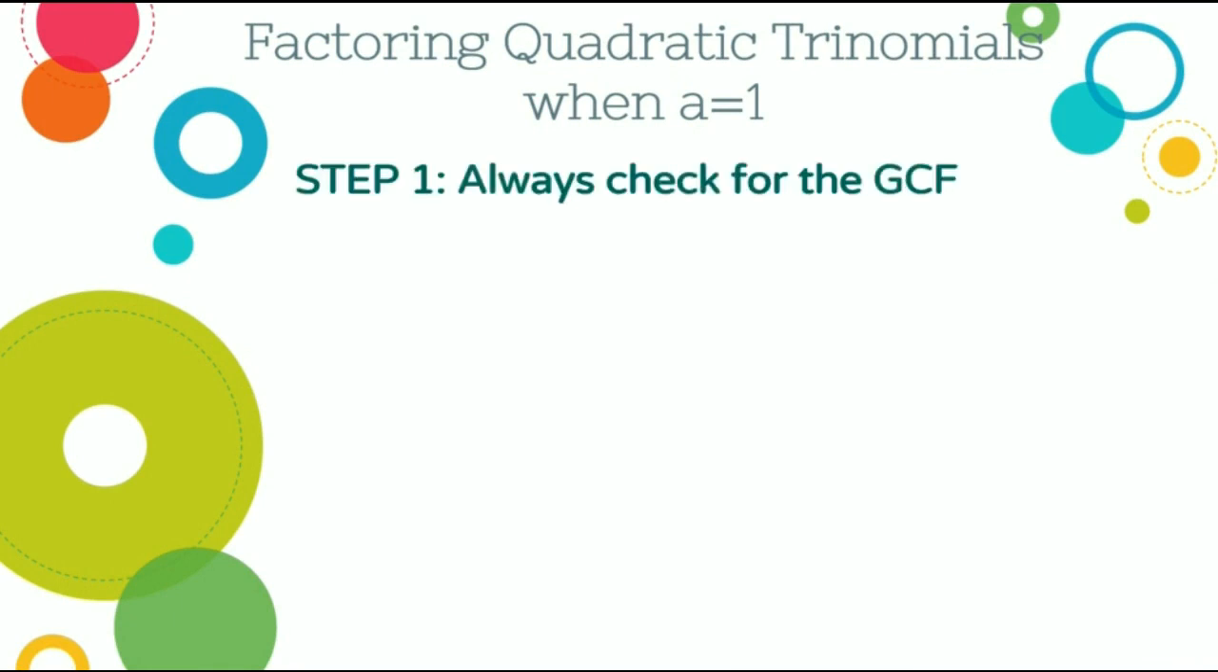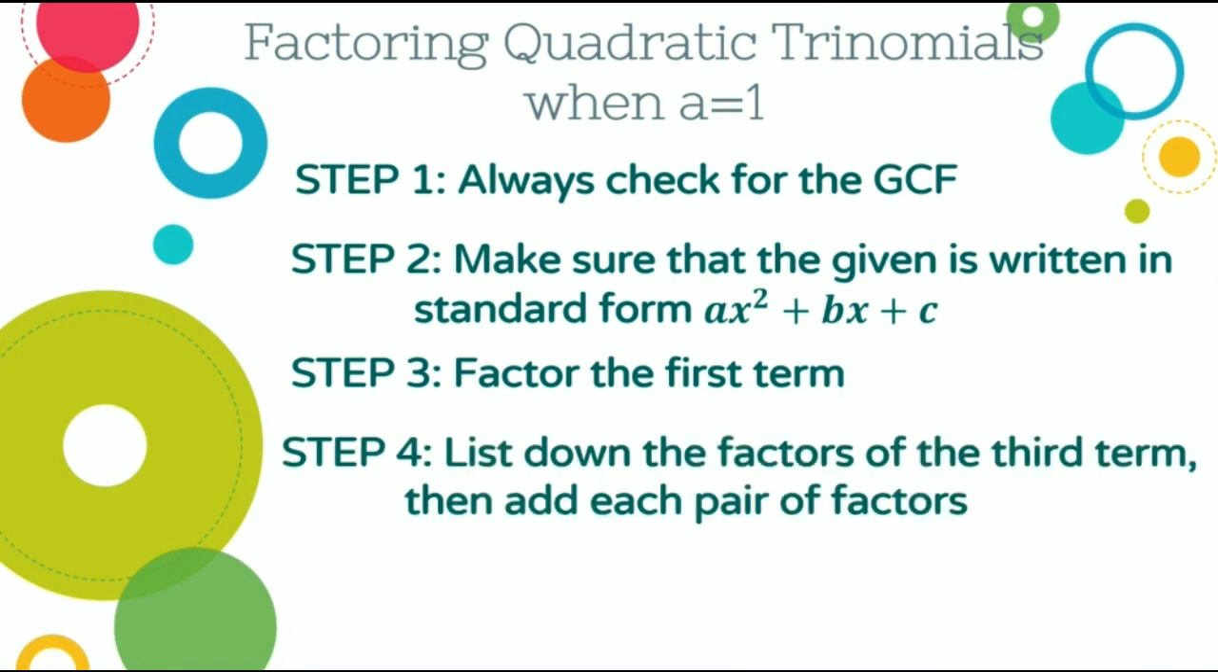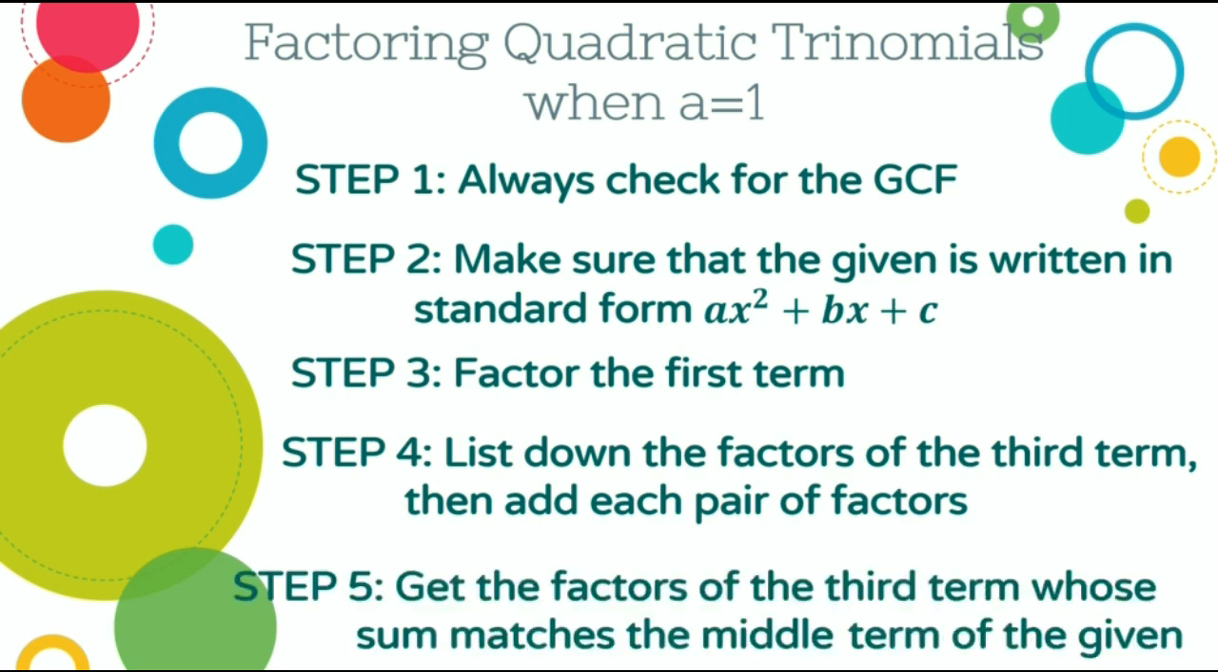Step 1. Always check for the GCF. Step 2. Make sure that the given is written in standard form ax squared plus bx plus c. Step 3. Factor the first term. Step 4. List down the factors of the third term. Then add each pair of factors. Last, get the factors of the third term whose sum matches the middle term of the given.